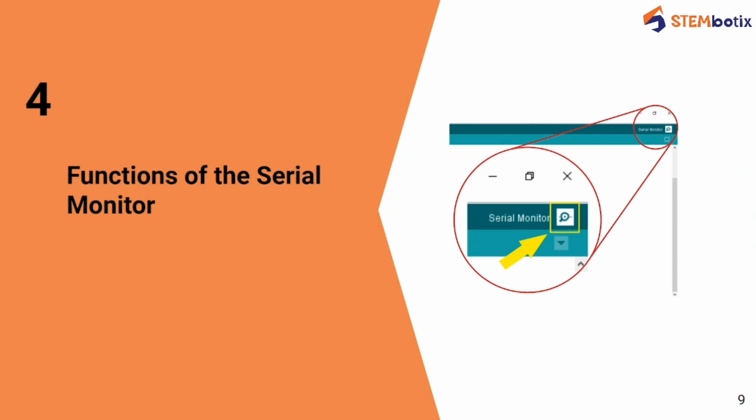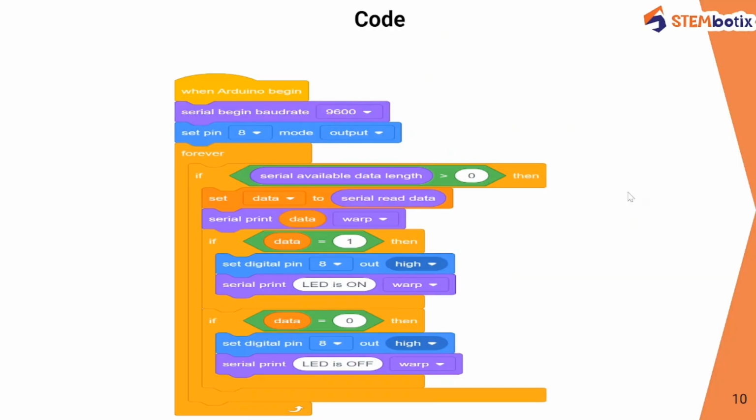Let's see the functions of the serial monitor. Here, you can see in the top right corner we have a symbol like a magnifying glass, and the written text is Serial Monitor. Let's see a basic code that we can use with our serial monitor.